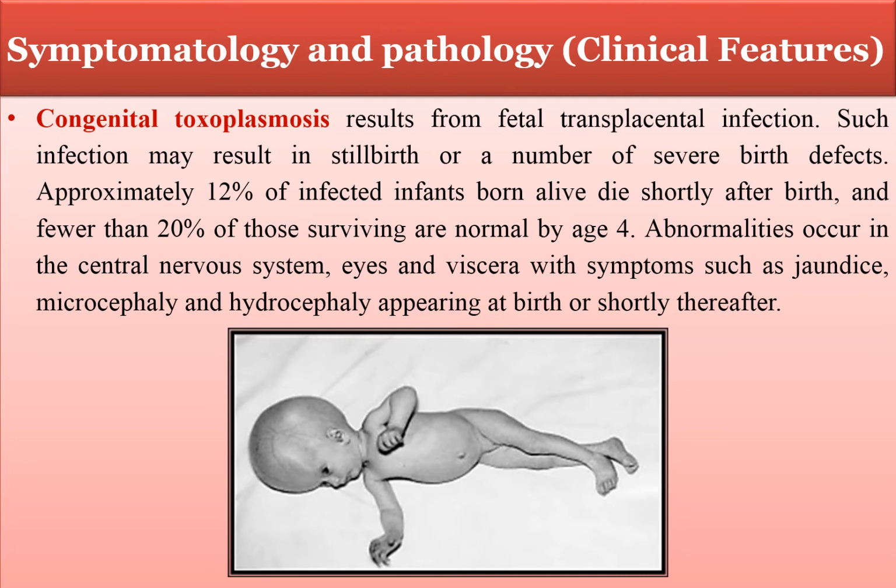Congenital toxoplasmosis results from fetal transplacental infection. Such infection may result in stillbirth or a number of severe birth defects. Approximately 12% of infected infants born alive die shortly after birth, and fewer than 20% of those surviving are normal by age 4. Abnormalities occur in the central nervous system, eyes, and viscera, with symptoms such as jaundice, microcephaly, and hydrocephaly appearing at birth or shortly after.